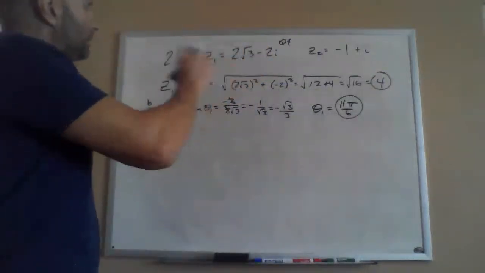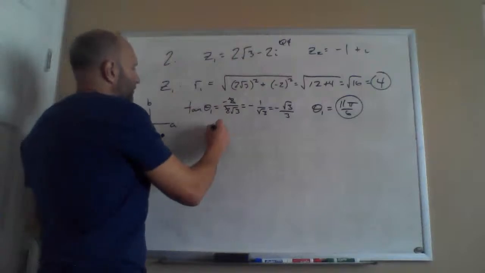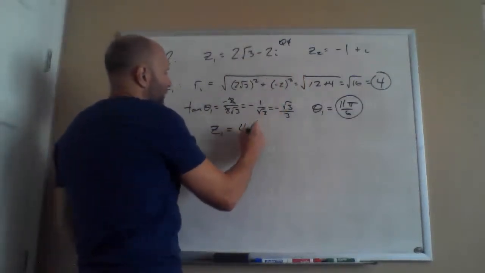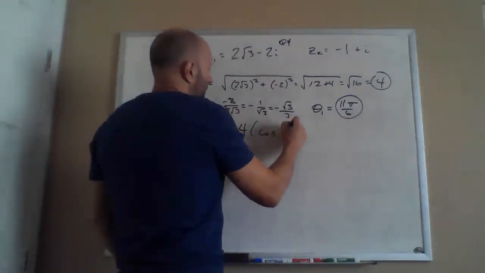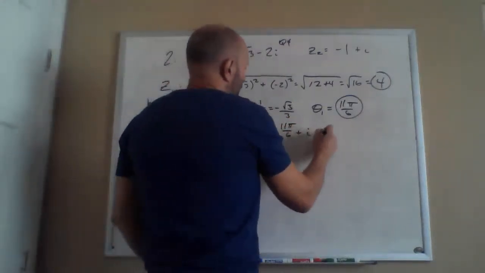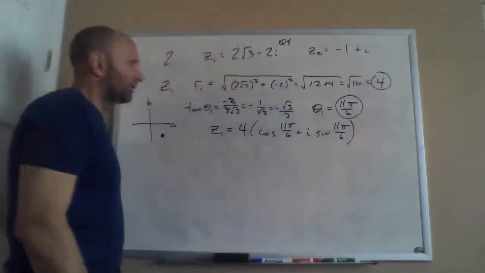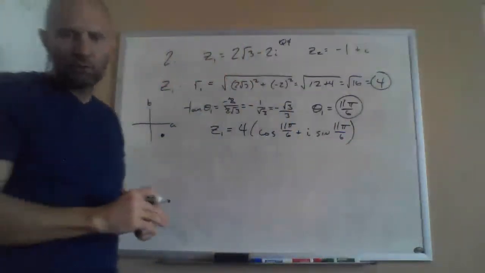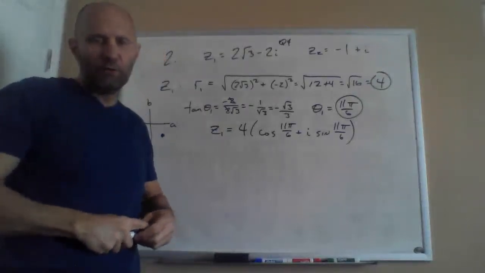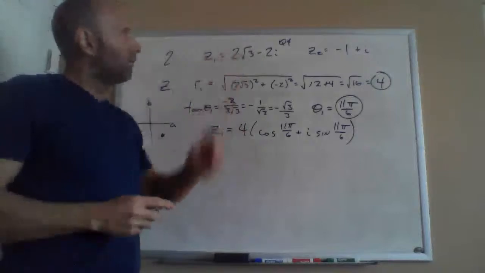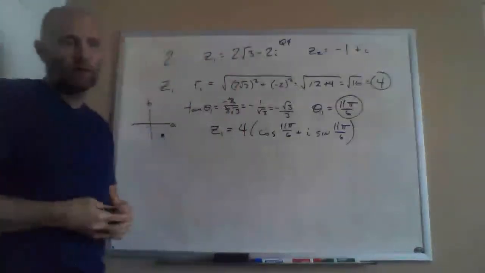So I have R1, I have theta 1. So Z1 in polar form is R, which is 4, cosine of 11 pi over 6, plus i sine 11 pi over 6. So any questions on that one, how to convert from complex to polar? If not, go ahead and try Z2. I'll give you guys a few minutes to try that. Once you finish it, just type done.